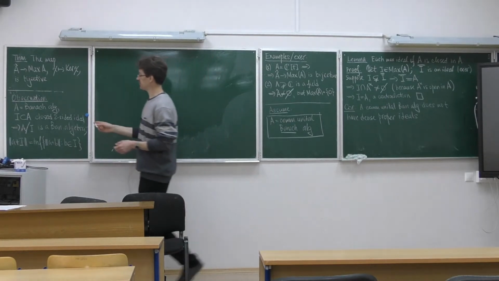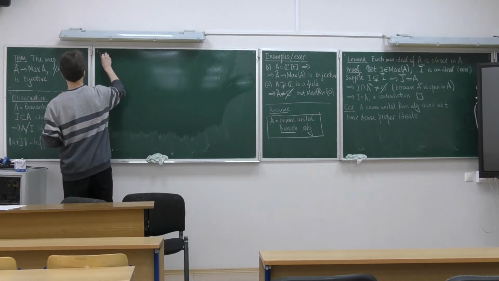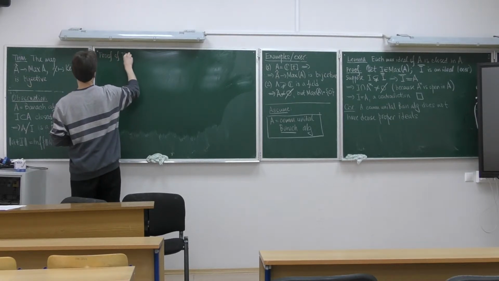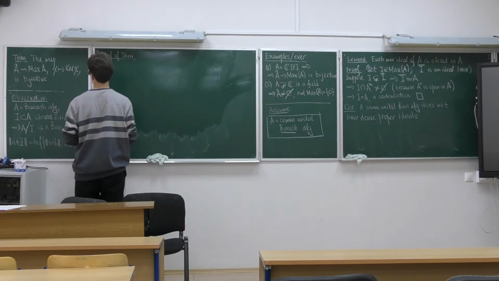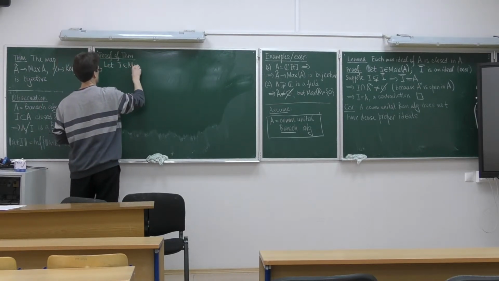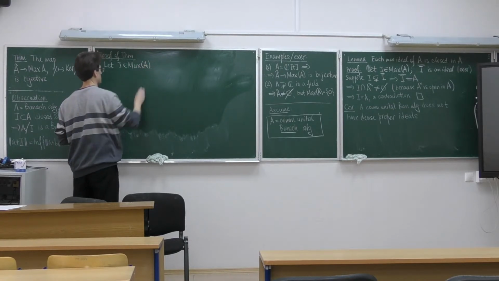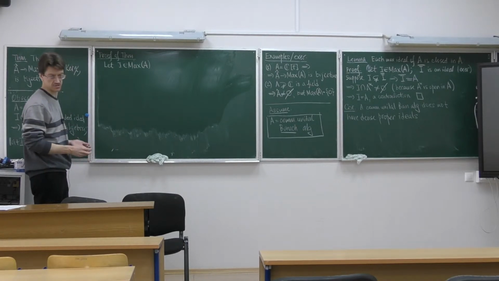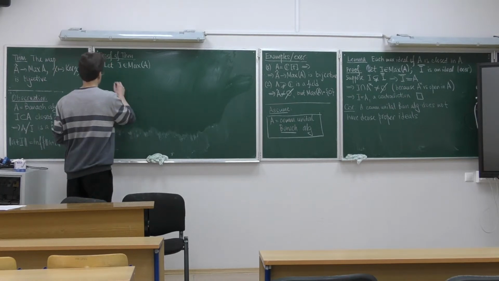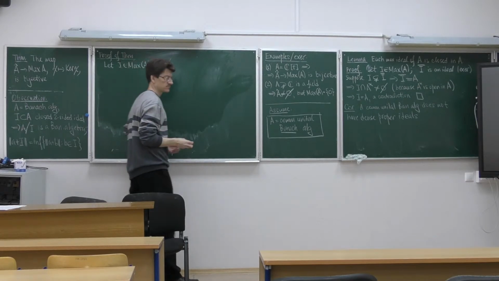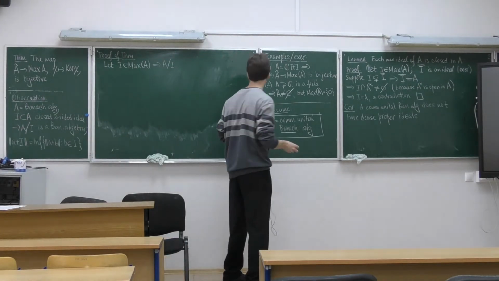Okay, let's now apply this observation to the proof of this theorem. So we take a maximal ideal I of A, and what we want to do is to show that I is actually the kernel of a character, which is necessarily unique. So let's consider the quotient of A modulo I, and let's observe that this is a Banach field.